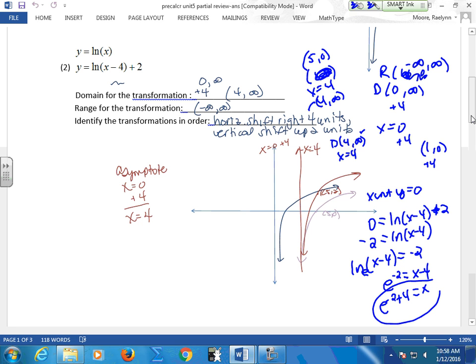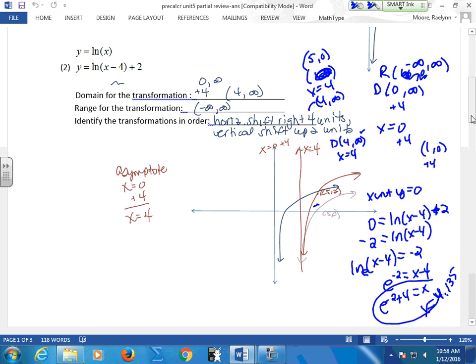So let's do e to the negative 2 power plus 4. So my intercept is about 4.135, and that makes sense. Make sure it makes sense to you. Make sure that it's sensible. Because I could see slightly, but when I moved it up, it just kind of moved a little bit over off the 5. And does that make sense?